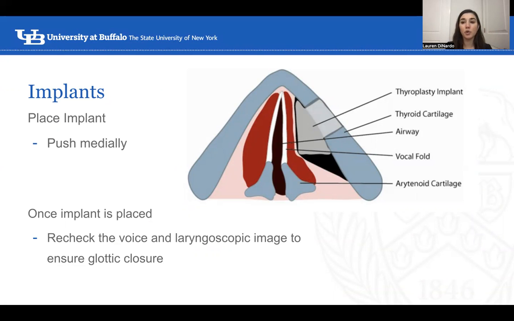The cool part about this procedure is that it's done under local anesthesia. So once your implant is placed, you can recheck the voice and adjust the implant based on the pitch or the tone of the voice you want. And you can also go in with a laryngoscope and make sure that you're actually regaining glottic closure in the middle of the procedure, which allows for adjustments.